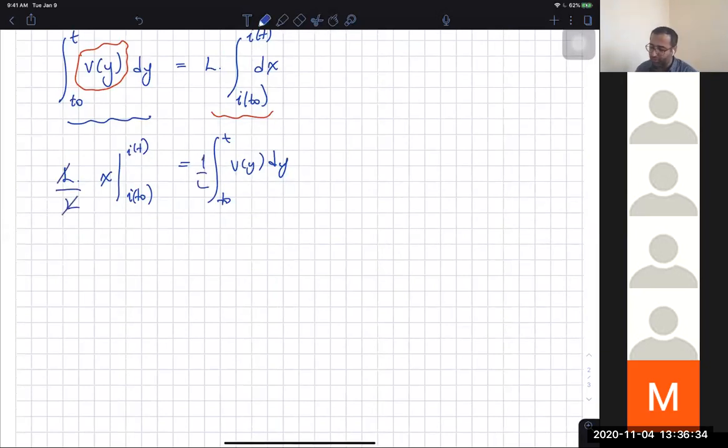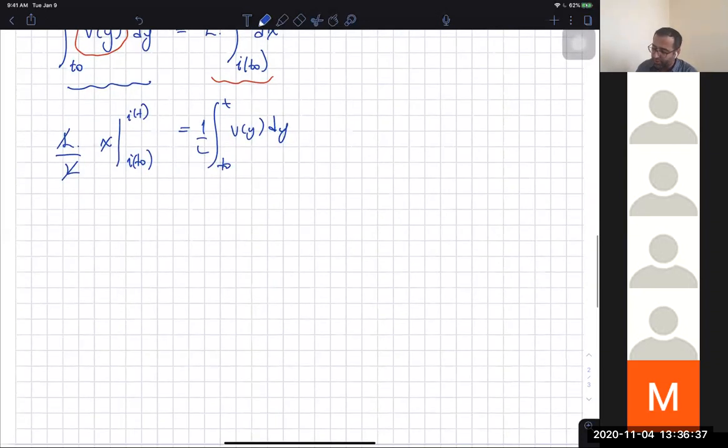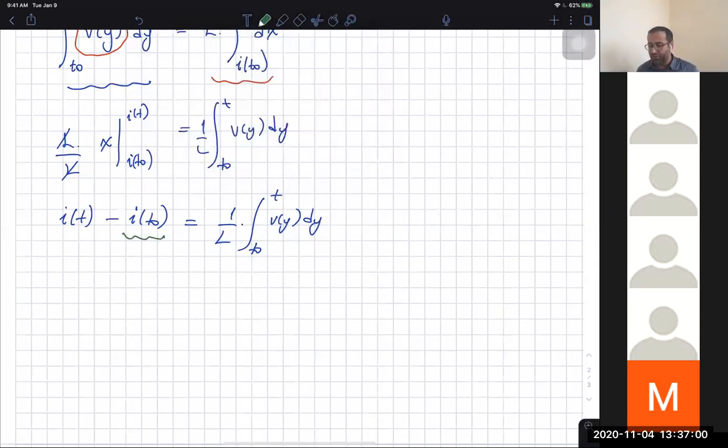Right? So I can divide everywhere with L, so that will be 1 over L. Then the left-hand side will be I(t) minus I(t0) equals 1 over L times the integral from t0 to t of V(y) dy. This term is the initial condition, so basically that should be known. I should know the initial condition of the current so that I can calculate the rest.